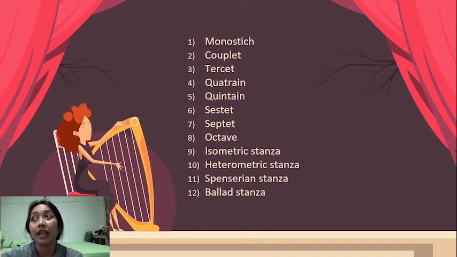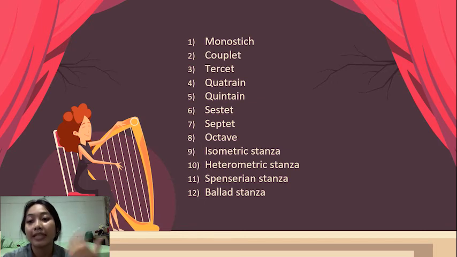A monostich can also be an entire poem. The number two is couplet, a stanza with two lines that rhyme. Number three is tercet, a stanza with three lines that either all rhyme or the first and third lines rhyme, which is called an ABA rhyme pattern. A poem made up of tercets and concluding with a couplet is called a terza rima.